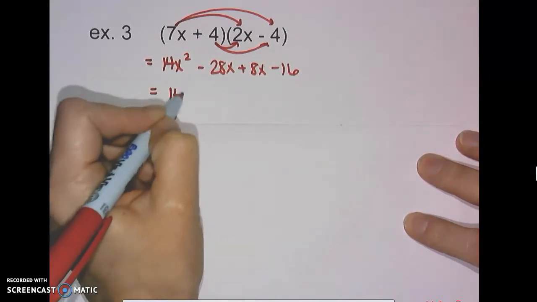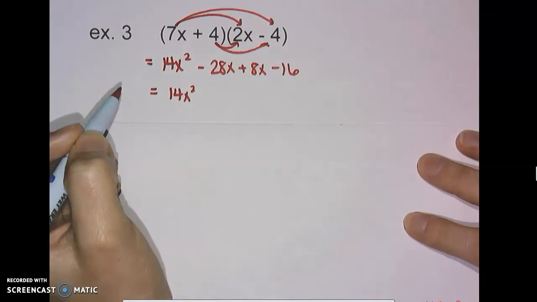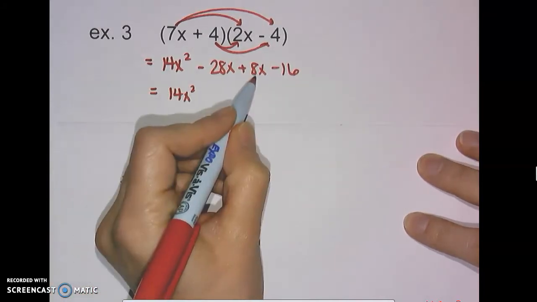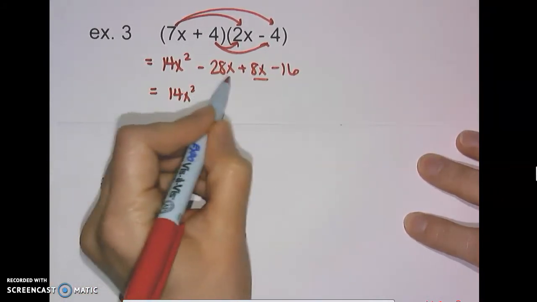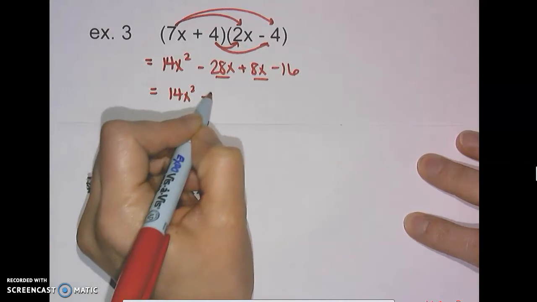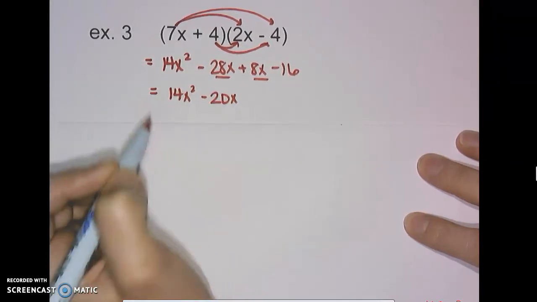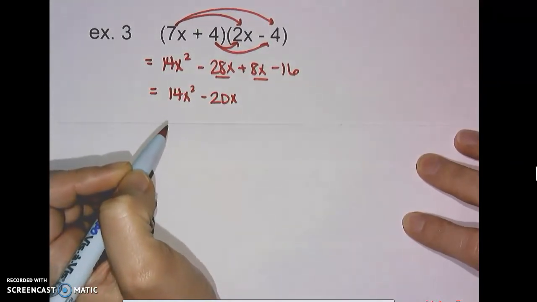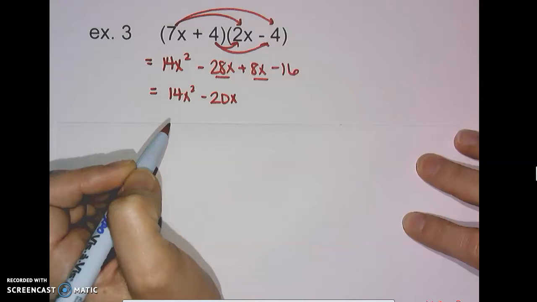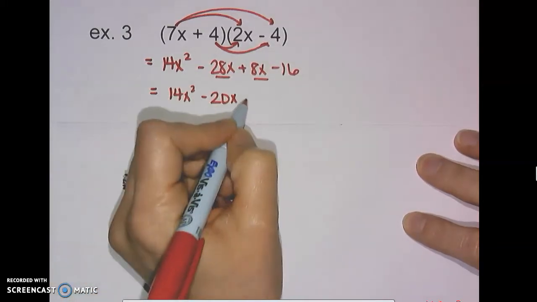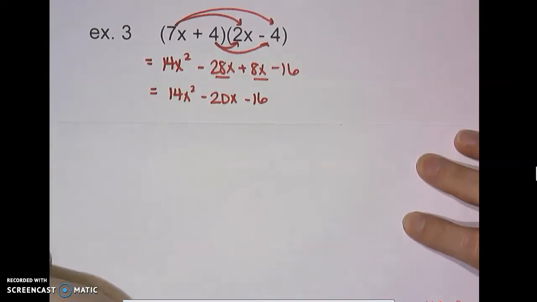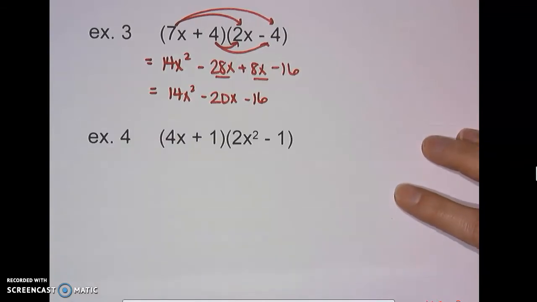So 14x squared is going to go first. We have negative 28x and positive 8x. Those are like terms here in the middle. So we're going to combine those to get negative 20x. And then this gives us a negative 16. There's our answer for that question. So let's go ahead and try one like this again.